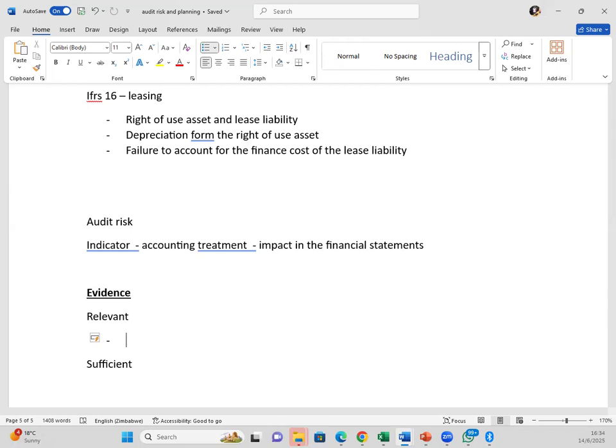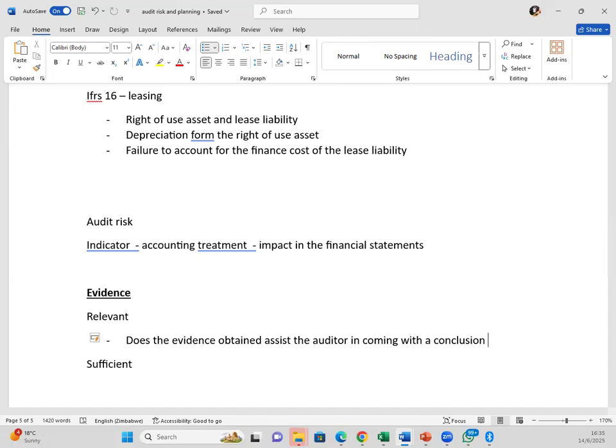Relevance is a matter of: does the evidence obtained assist the auditor in coming up with a conclusion? So being relevant means it can assist the auditor in coming up with a conclusion.